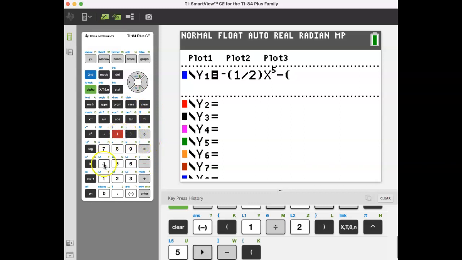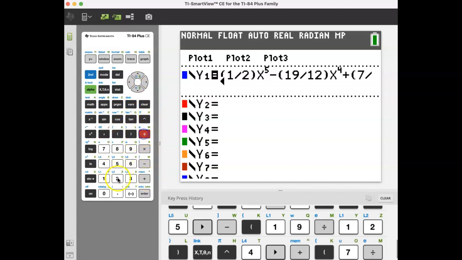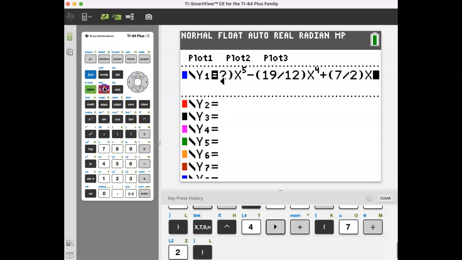Again, open parentheses, 19 divided by 12, numerator divided by denominator, x, raise it to the 4th, using our upside down V, and then I'm going to arrow back down. We then need to add parentheses 7 divided by 2. That x is up here again to the right of alpha. Now for the cube, yes, you can use that upside down V again.